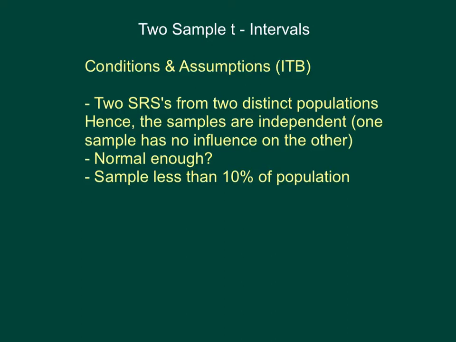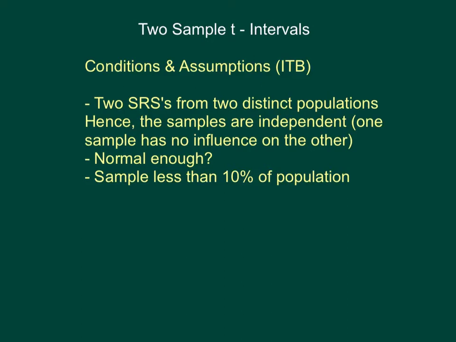Is the sample normal enough? Do we have a large enough sample size to consider the distribution normal and symmetrical? Or is there some sort of statement in the original question that can allude to the fact that we're drawing from a normal population or make that assumption?